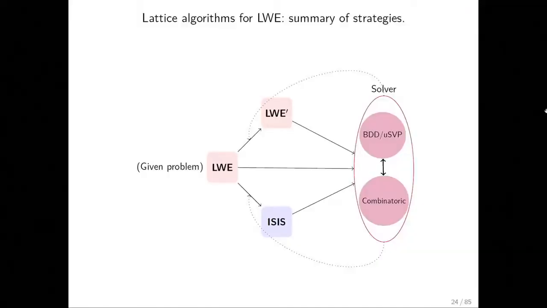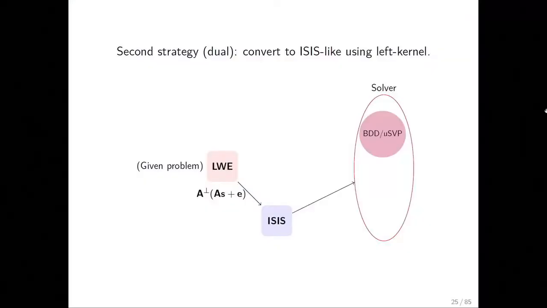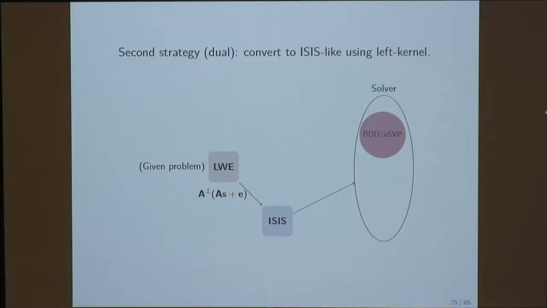Okay. So the second strategy goes from the other direction. Instead of having the direct decoding attack, I can rewrite the LWE problem in terms of CIS problems by multiplying by the left kernel of the matrix A over F_q. And then I will use the solver to solve the CIS problem. That's the second strategy, which is sometimes called the dual attack because this is really the dual of this thing.